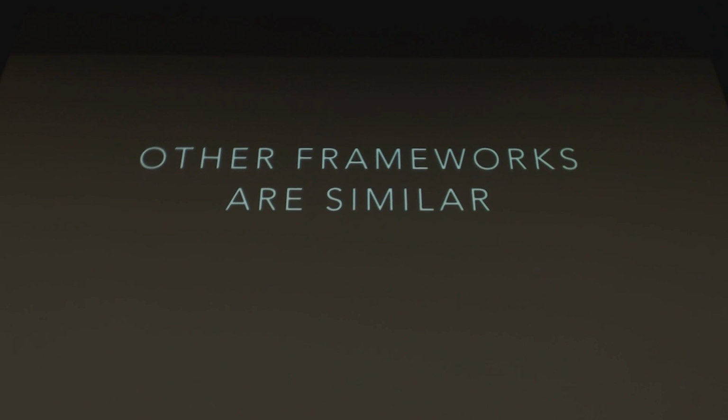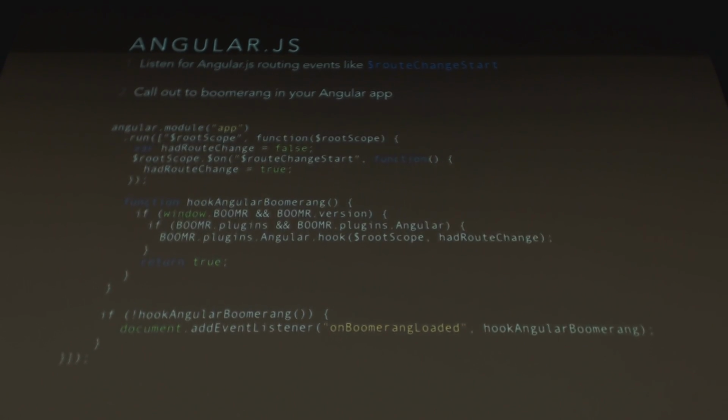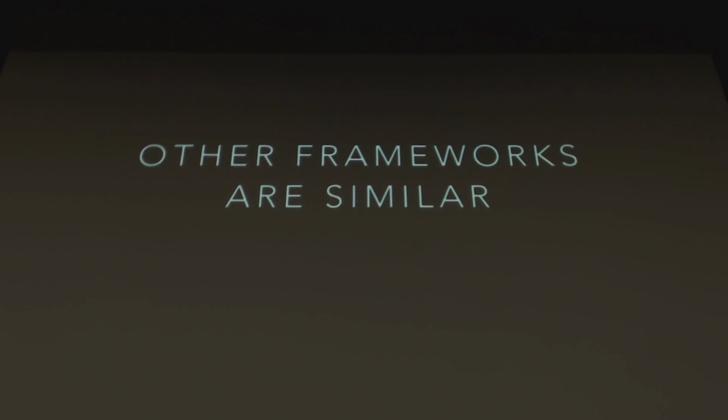So other frameworks are fairly similar. I was going to include the Backbone code, but it turned out it was structurally almost identical. It was just $rootScope and $routeChangeStart, those are the only things that actually changed. Everything else looked pretty much the same, so I haven't bothered doing that. I also haven't shown you the actual Boomerang code that does this because it's available online. It's very easy to go through.